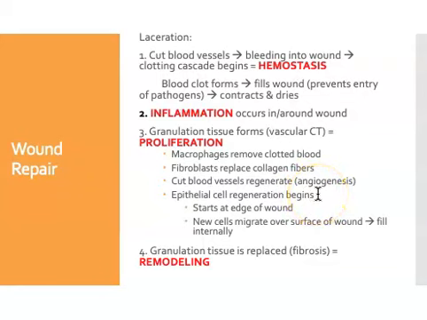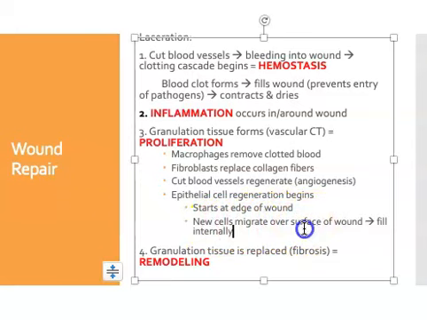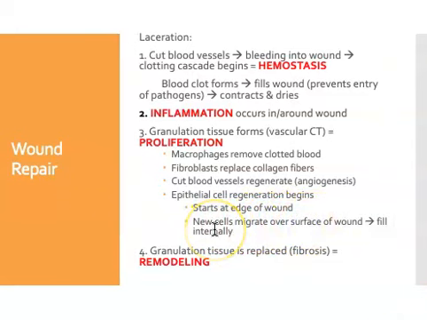Epithelial cell division and regeneration begins at the edges of the wound. And actually, the new cells travel over the surface of the wound and then work their way down, filling the wound internally. This brand new tissue that is forming gets a name. We call this granulation tissue. Granulation tissue is its own special form of connective tissue.